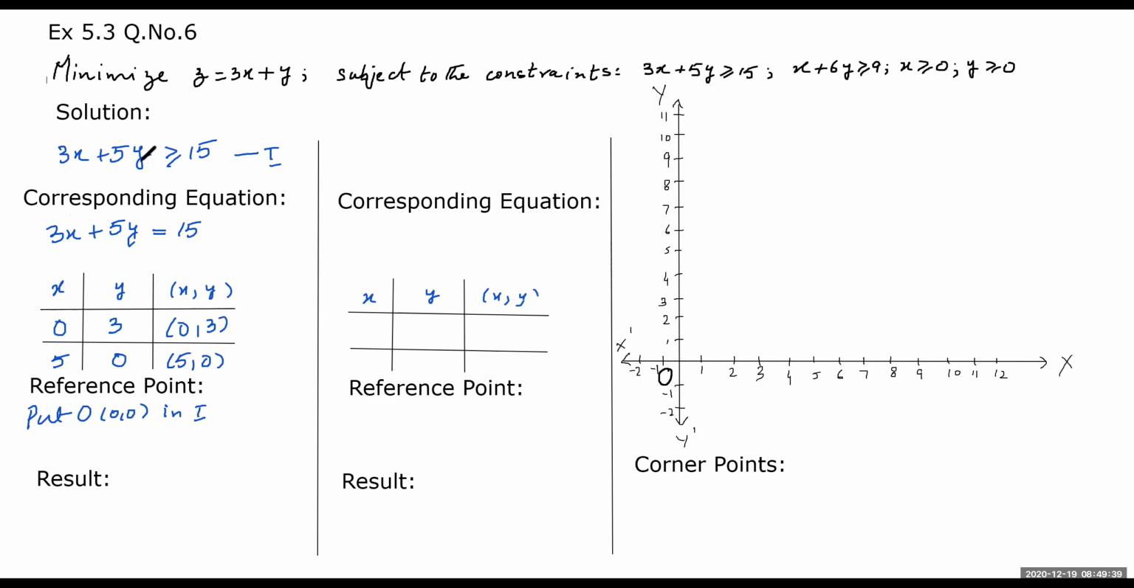So you get 0 plus 0 is greater than or equal to 15, means 0 is greater than or equal to 15, which is a false sentence. Means the origin does not satisfy the given inequality. So the origin does not lie in the solution region.